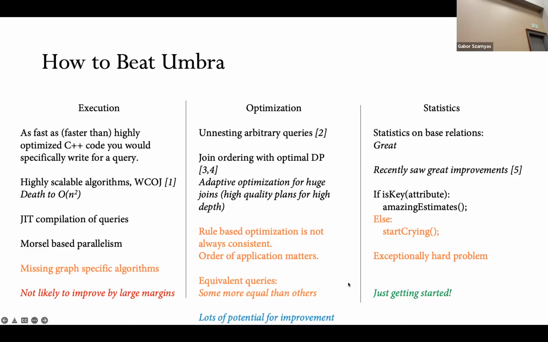But statistics is an exceptionally hard problem, and these affect optimizations, and these in turn affect the execution. So they are, in a sense, the most important part of the database, but also the weakest. So there's lots of potential for improvement here.